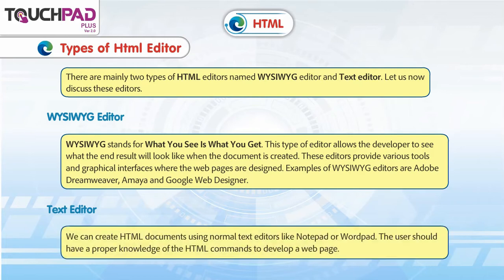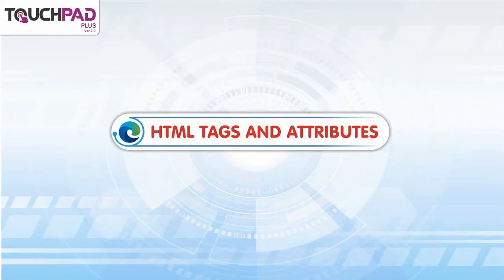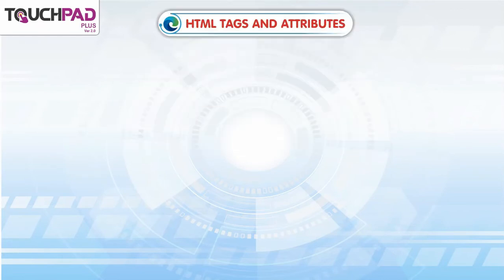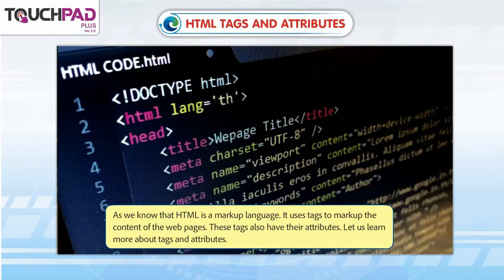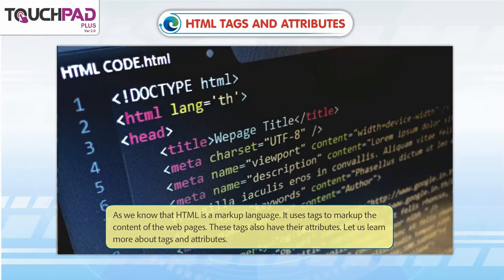Text editor. We can create HTML documents using normal text editors like Notepad or WordPad. The user should have a proper knowledge of the HTML commands to develop a web page. HTML tags and attributes. As we know that HTML is a markup language, it uses tags to mark up the content of the web pages. These tags also have their attributes. Let us learn more about tags and attributes.